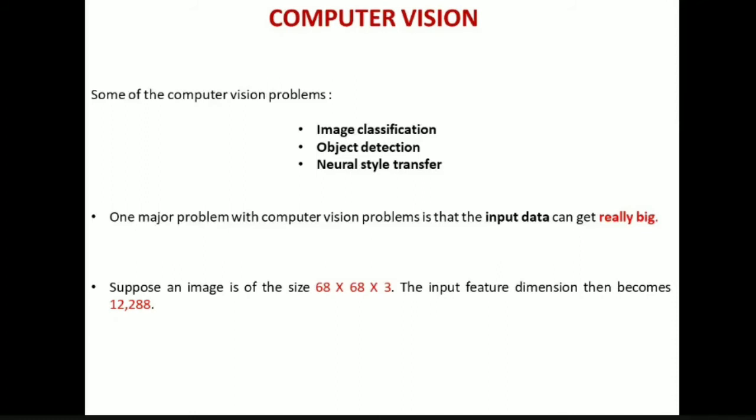There are different types of objects in our given image, right? So this is called object detection. There is a third type of thing called neural style transfer.